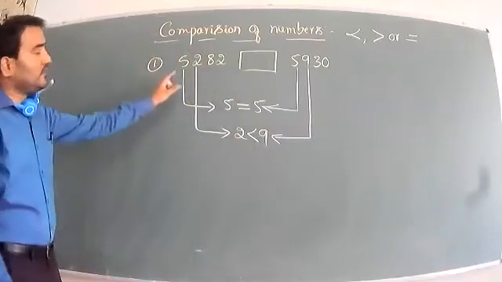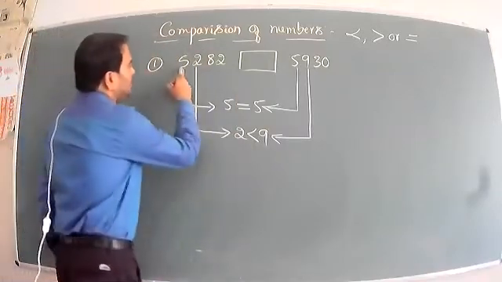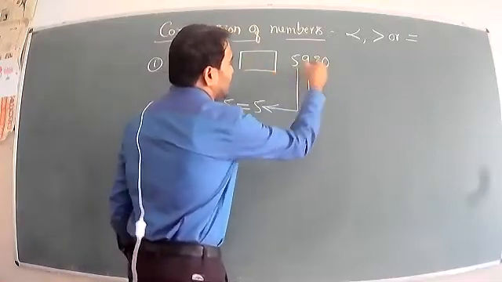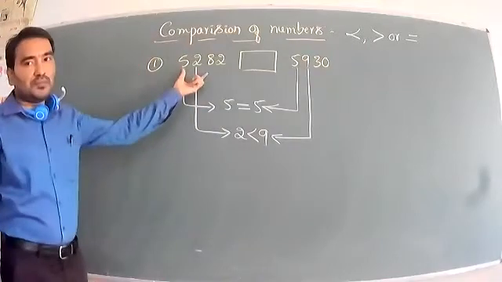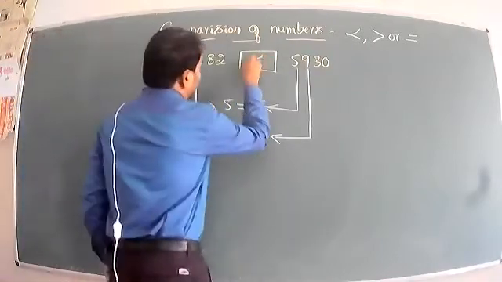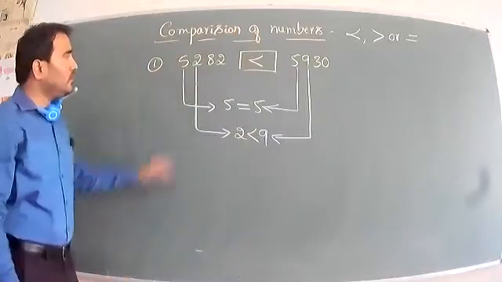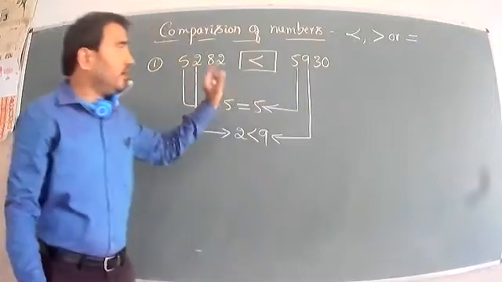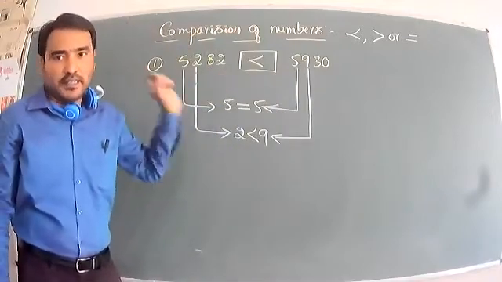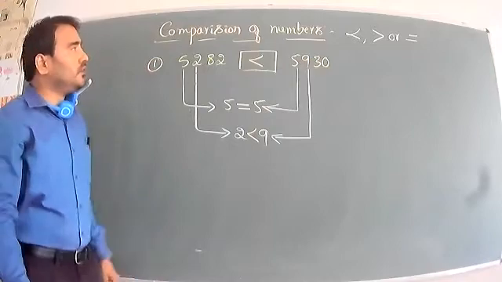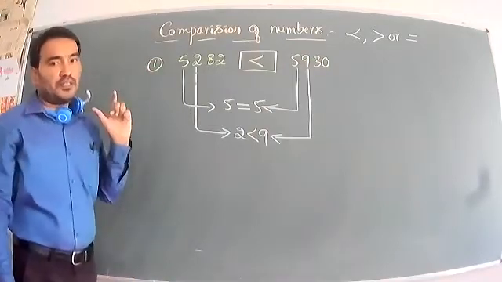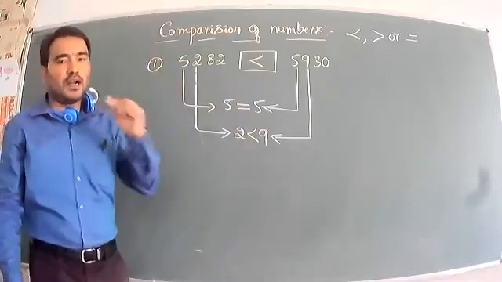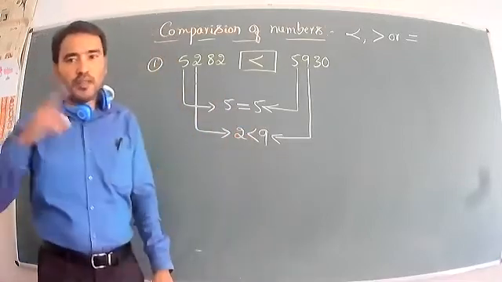Now compare 5282 and 5930. Which number is smaller? This number is smaller, and that side we show the arrow mark. How to read this? 5282 is less than 5930. So we understand that first we compare the thousands, then hundreds, then tens, and then ones, and we continue the concept.